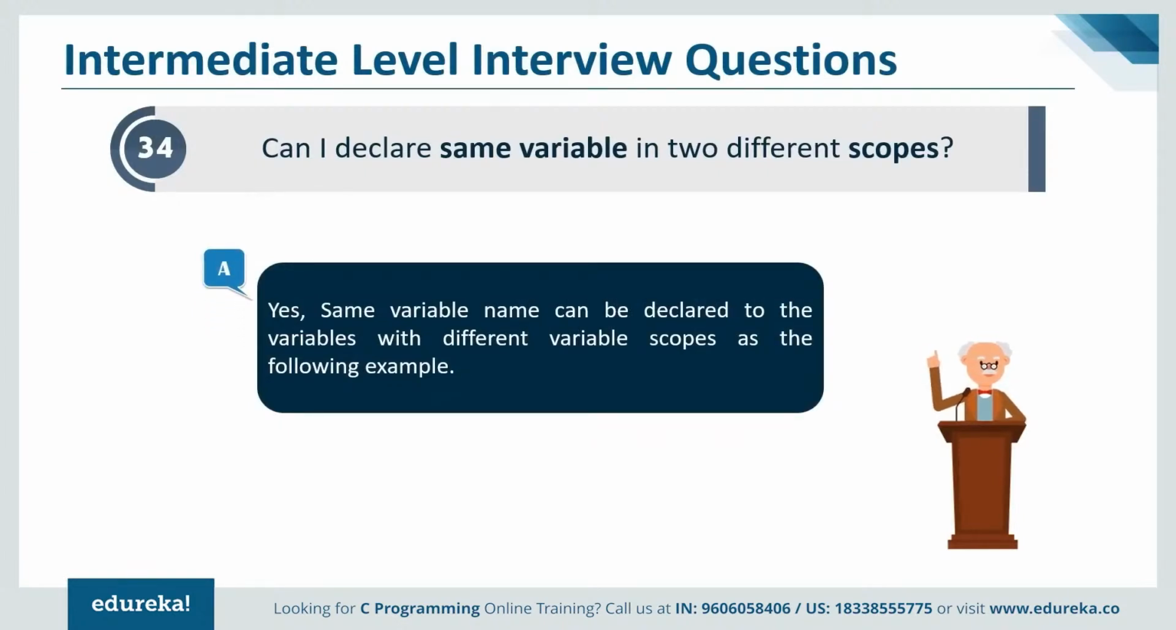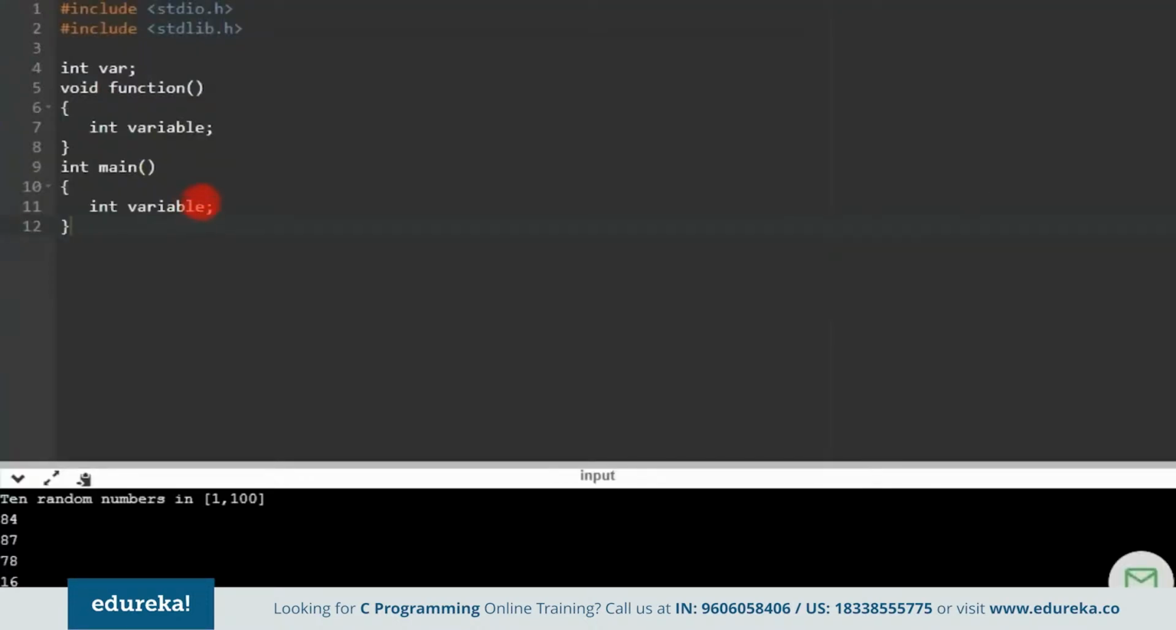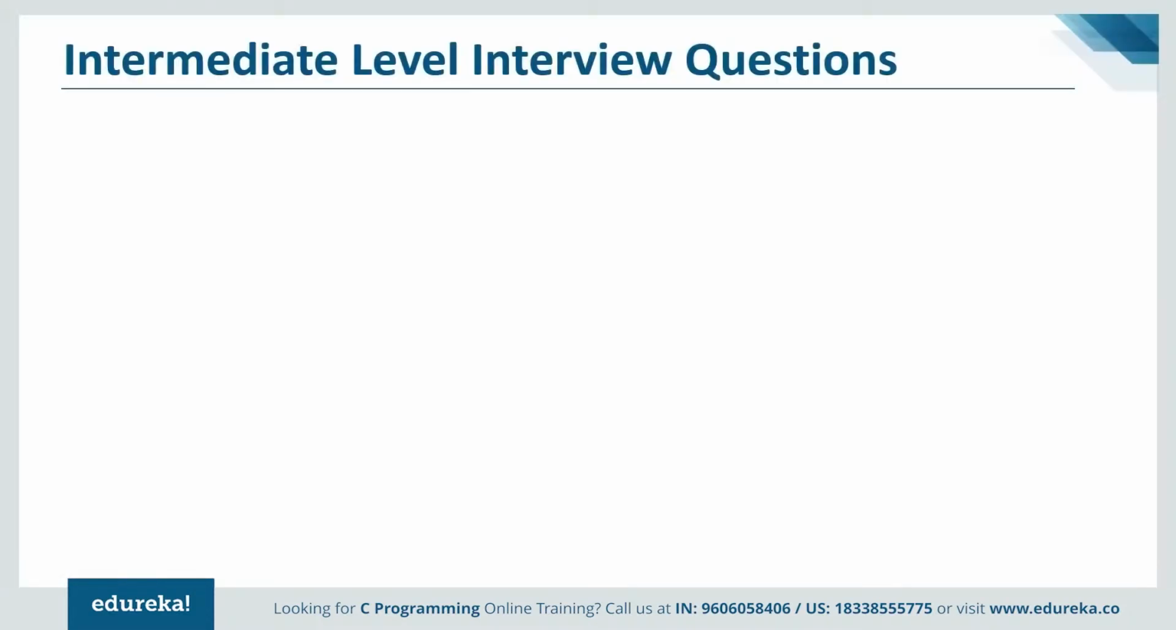To understand this in a much better way, let us execute a simple example. So this particular example is based on declaring a variable with the same name at two different locations. You can see that I have declared the variable name as variable in the main function, as well as I've declared the same variable name in the function. So this is how it is done. Now with this, let us move on to our next question.